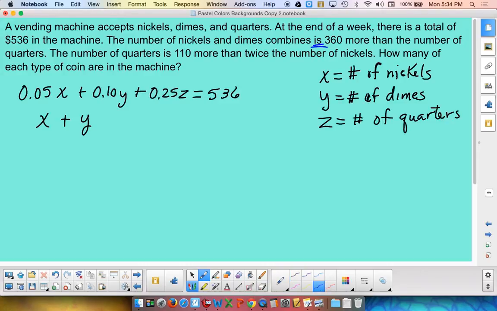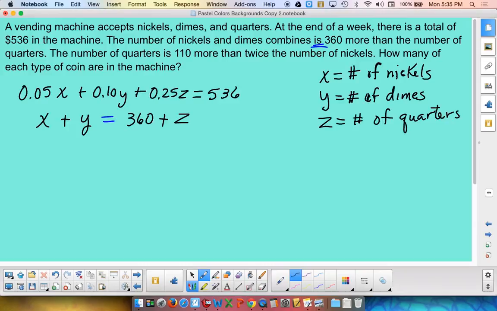Is, that's the equal sign, so we know equals. So it says 360 more, so 360 more would be 360 plus the number of quarters. Quarters were Z. Ta-da, we've got an equation.